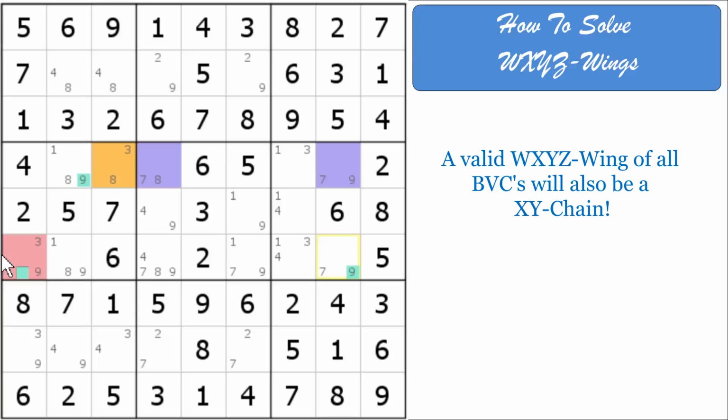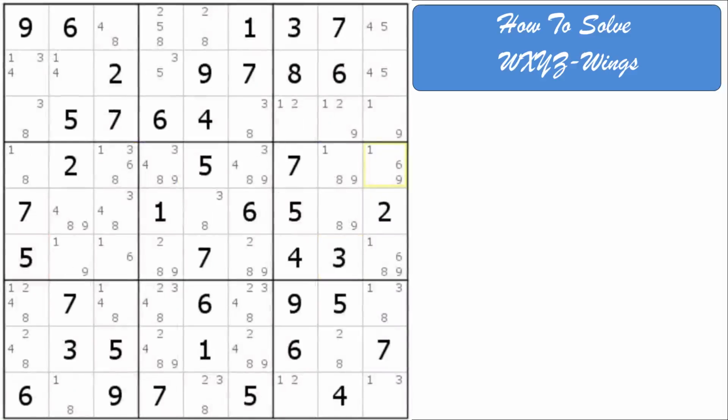All right, let's move on to our last example for this video. For our last example, I found a puzzle that actually has two WXYZ-Wings. You have to solve the first one to get to the second one. So if you want, take a few seconds and see if you can find the first WXYZ-Wing. I'll give you a hint. The candidates are 1, 2, 8, and 9.